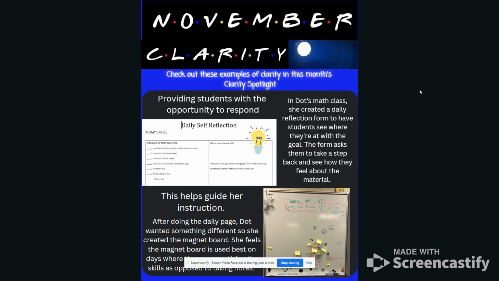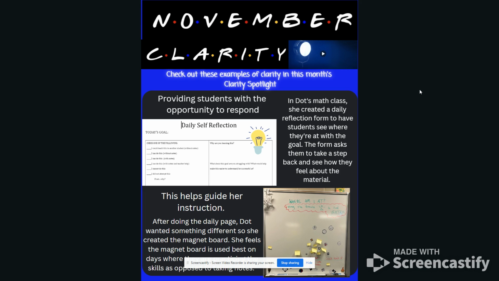For the last several months, we have been focusing on clarity. We have focused on defining clarity, gaining clarity as educators, and sharing clarity with our students in hopes to support students in owning their learning. Check out these examples of clarity in this month's Clarity Spotlight.